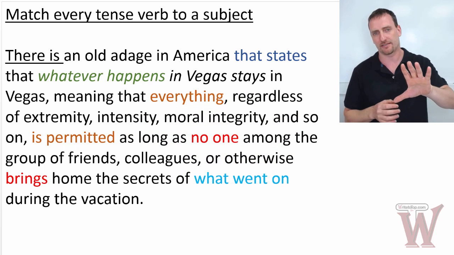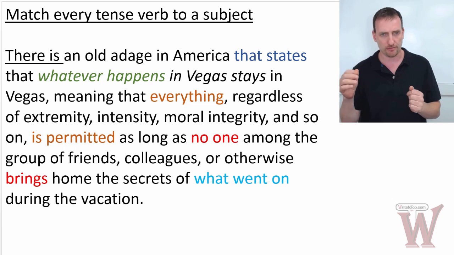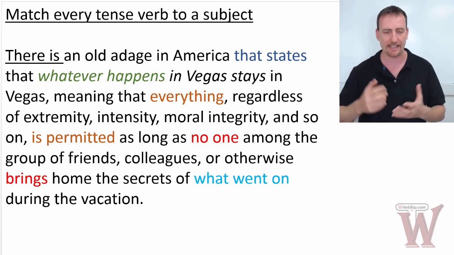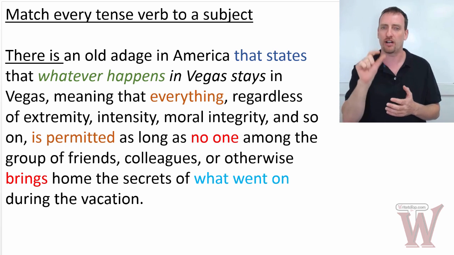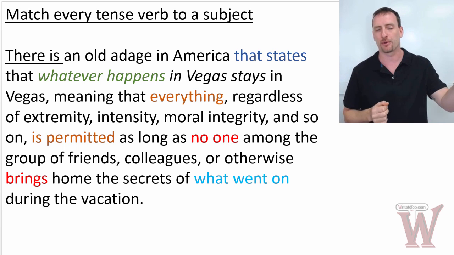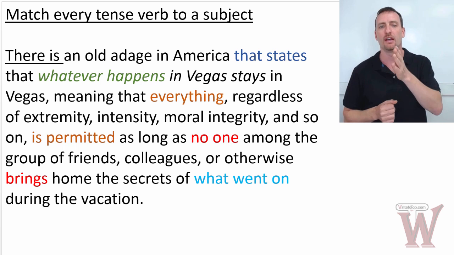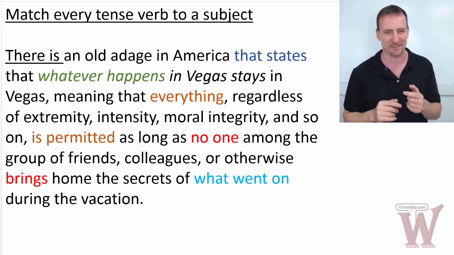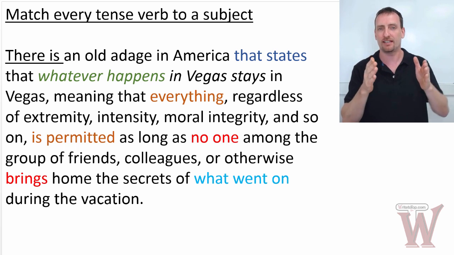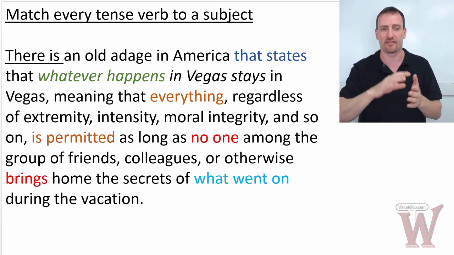In this particular case, it's pretty easy because they're all more or less together. There is an old adage in America, an adage like a proverb, a saying, that states. Okay, the adage, that states. So adjective clause, that subject, states. That, now we're getting into an object noun clause. Whatever happens, whatever is the subject, happens is the verb. In Vegas, stays in Vegas. Sorry, 7. You have 7 tense verbs. Stays is the other one. Whatever happens in Vegas, noun clause, subject, stays, verb to the noun clause in Vegas.